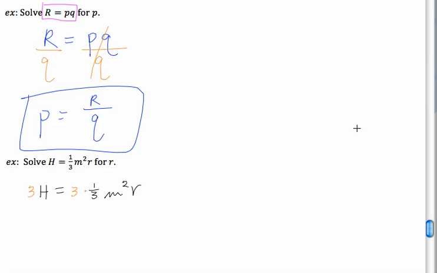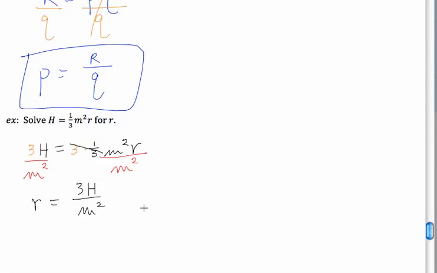Okay, then the 3 and the 1/3 cancel. So I have 3h. And actually, don't do what I just did there. Just do a simple line through it so that I can see what you did. So I have 3h equals m squared r. So to get r by itself, we just need to divide both sides by the m squared. So that gives us r equals 3h over m squared.